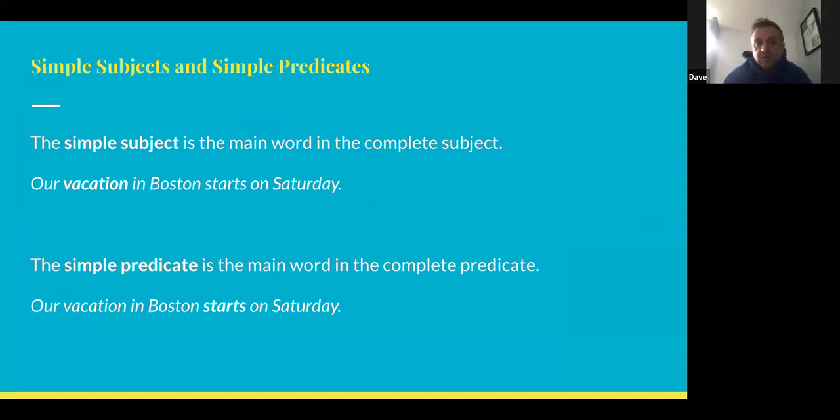We have simple subject and simple predicate. So a simple subject is the main word in the complete subject. It's what the sentence is about. Our vacation in Boston starts on Saturday. So the sentence is about the vacation. So that is our simple subject. Now our simple predicate, that is the action. Our vacation in Boston starts. Starts is the action. All right.